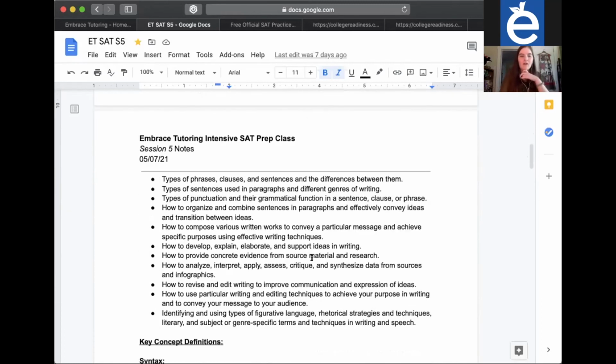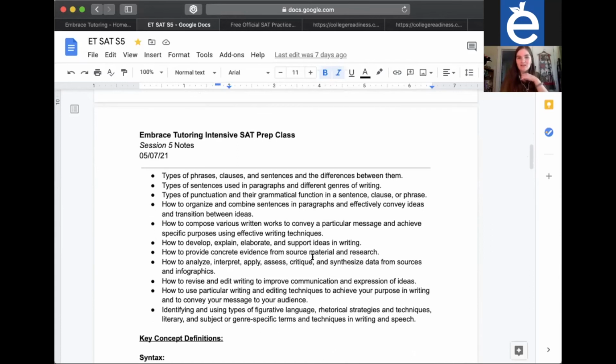Anyway, other things that you need to know for the SAT writing and language section is that it's going to test your understanding of types of phrases, clauses, and sentences and the differences between them. It's also going to ask you to identify types of sentences used in paragraphs, just like we were talking about earlier today with topic sentences, etc., and transitional sentences. So types of sentences used in paragraphs and different genres of writing. You're also going to be asked, does everyone know what I mean by a genre of writing? Before I move on there.